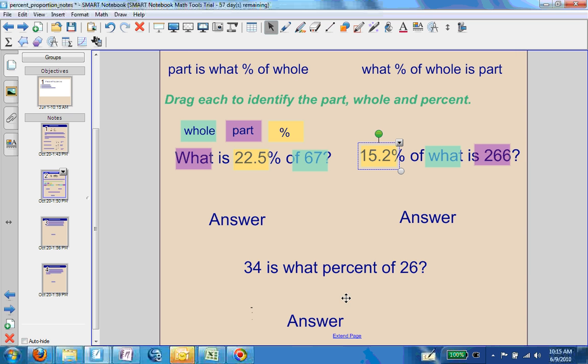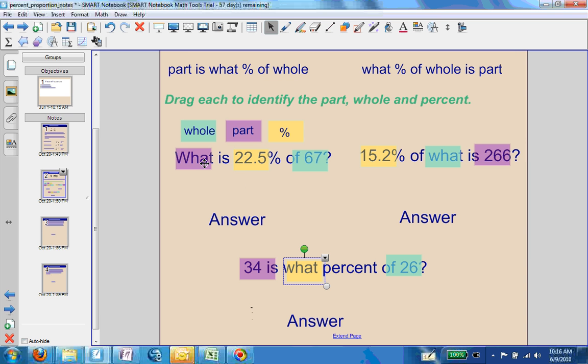In the next example, we have 34 is what percent of 26? So our whole is 26. It goes with the "of." Our part is 34. Now notice in this case that our part is bigger than our whole, so our percent should be over 100. And the percent is what you're looking for.